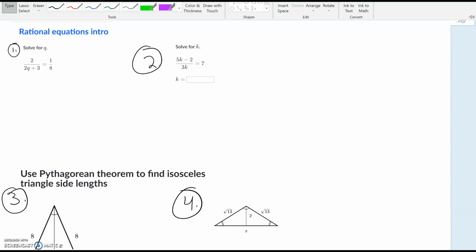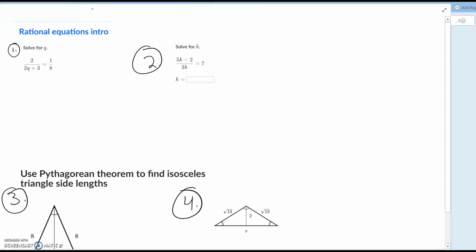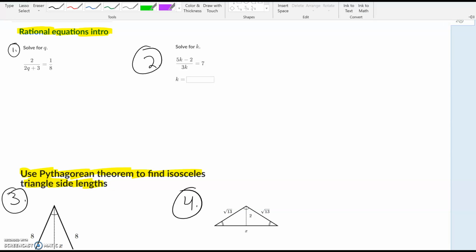Okay, guys, this is going to be a little bit of a review. It's going to go along with your Khan Academy. These two titles are the titles of your Khan Academies that you'll have to do. So as long as you have an example of each one of them, we should be good to go.